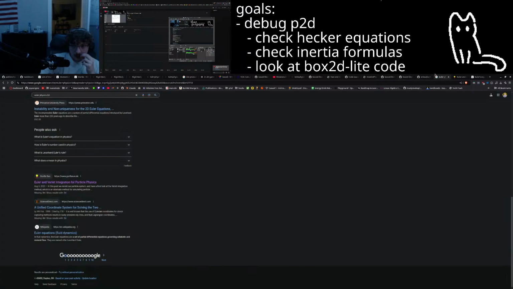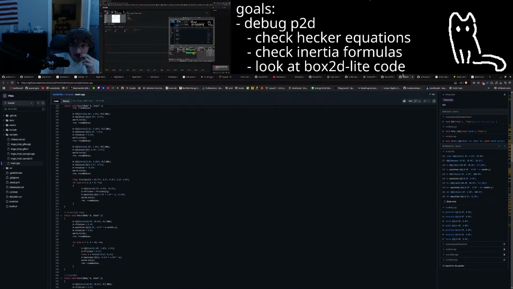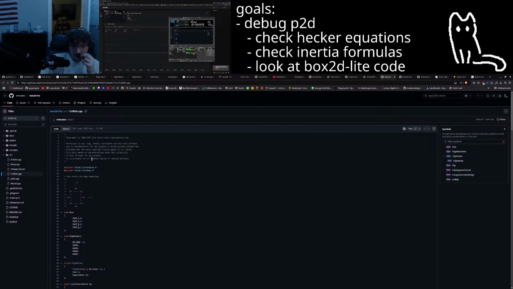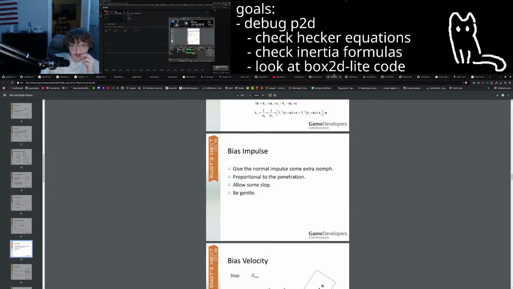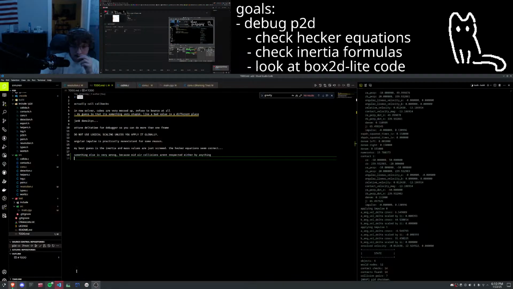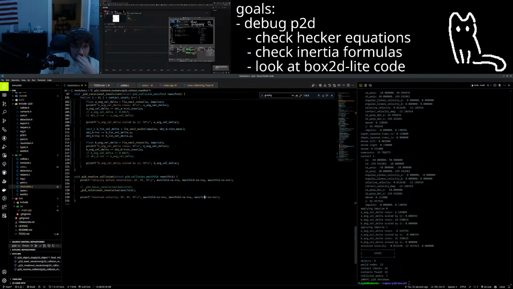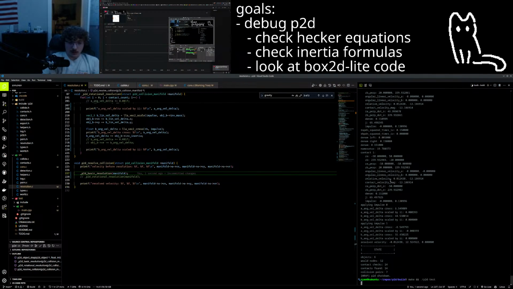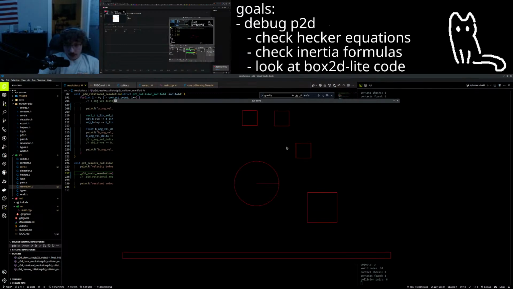But basically create a smaller sandboxed version, and re-implement, but I don't understand. This is the basic resolution, which is the exact same, but it just uses the inverse masses.